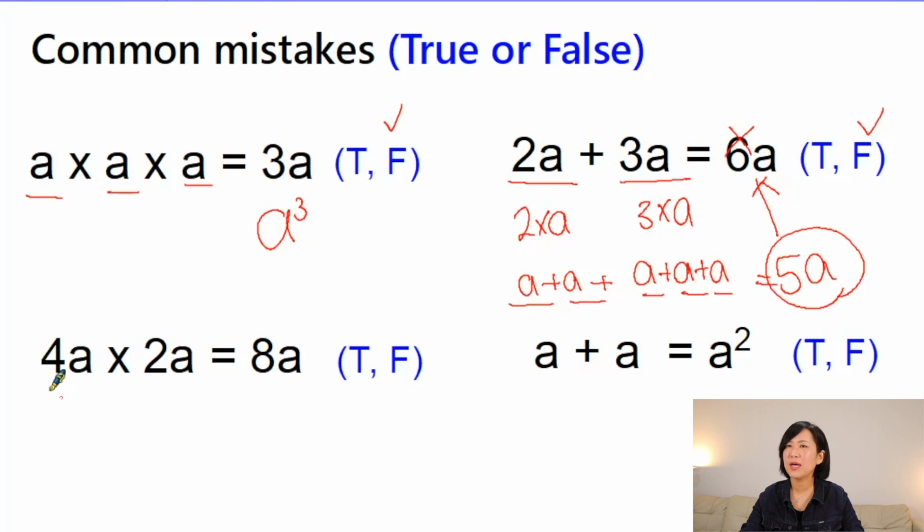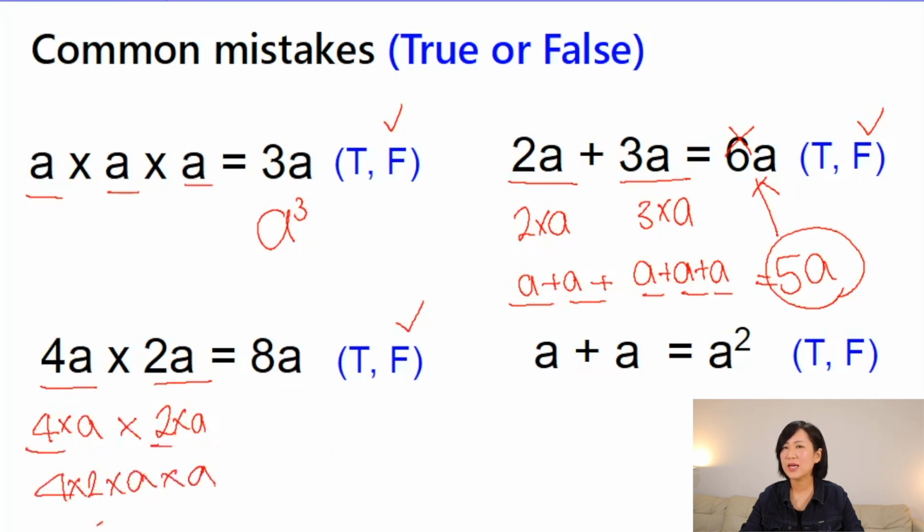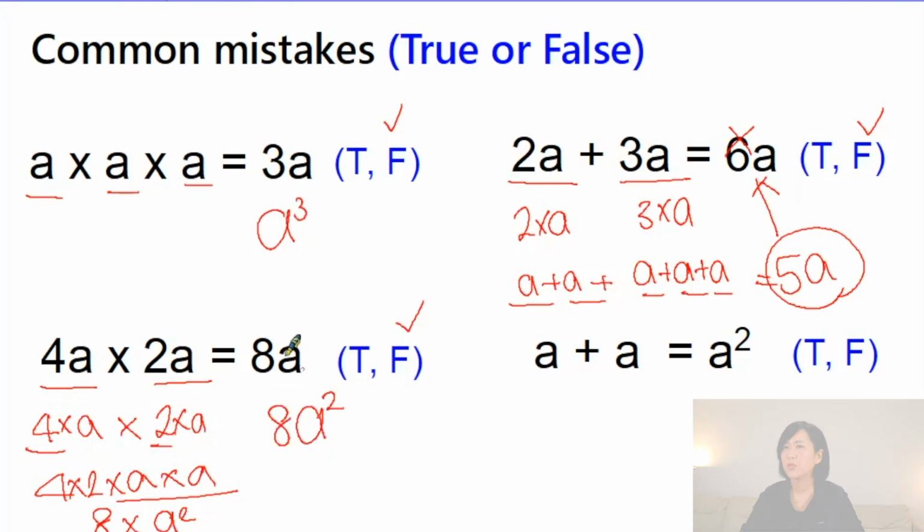4a times 2a is 8a. Yeah, this is wrong as well, right? 4 times a, then now I times 2 and a. Times all together. Let's rearrange our numbers and letters. I'm going to put 4 times 2, then a times a. As you can see, 4 times 2 is 8. Then a times a is a squared. So 8 and a squared.